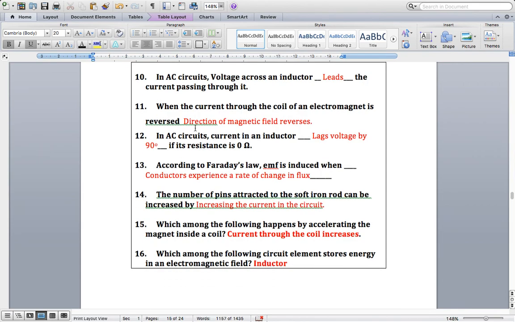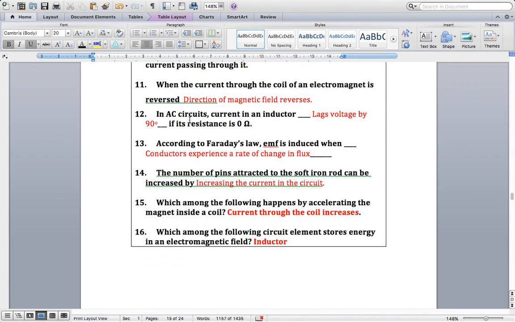When the current through the coil of an electromagnet is reversed, what happens? The direction of the magnetic field reverses. This is common sense. Normally we give the current from positive to negative, right? If you are giving the current from negative to positive, what will happen to the magnetic field? It will reverse, which means the magnetic field will move the opposite way.